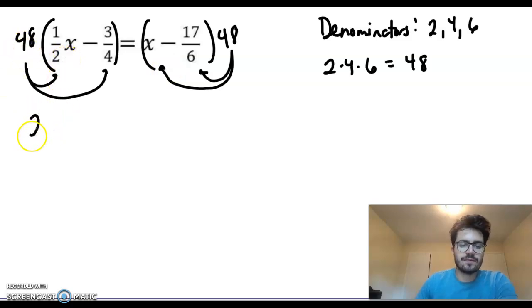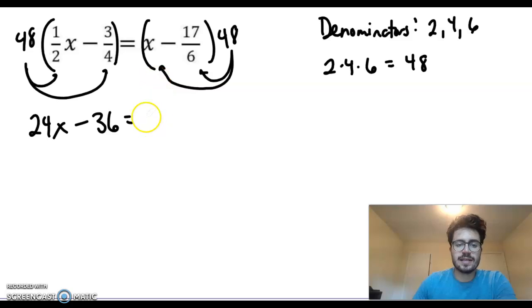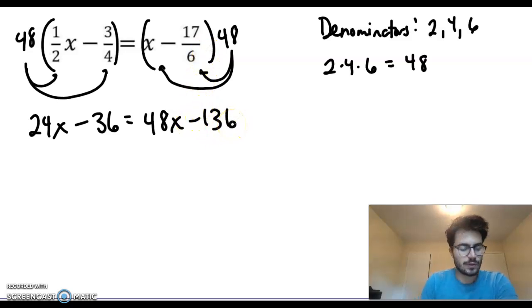48 times 1/2 is 24x. If you don't believe me, check the calculator. 48 times negative 3/4 is negative 36. 48 times x, 48x. Negative 17 times 6 is going to be negative 136, so minus 136. You can use your calculator, okay?